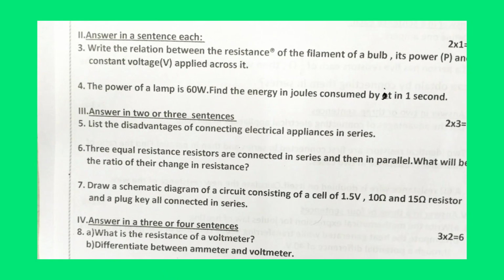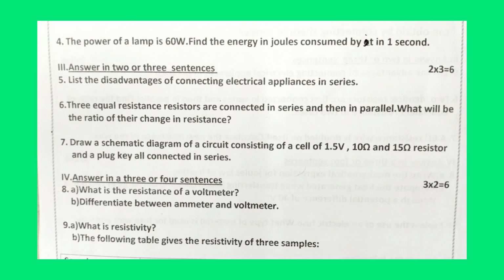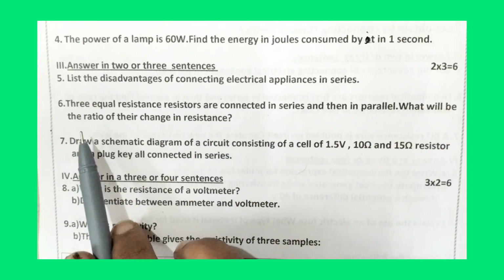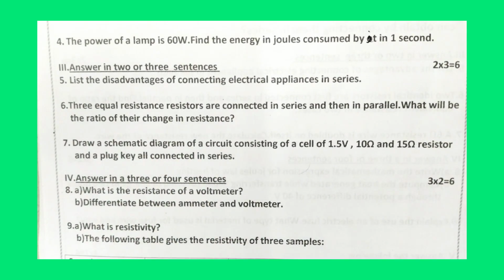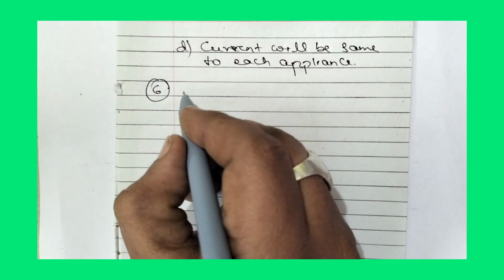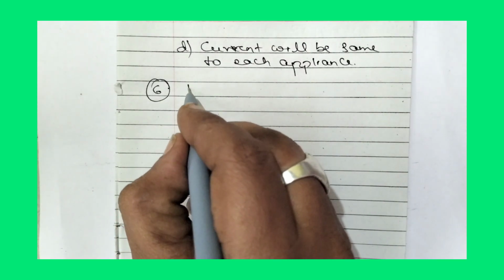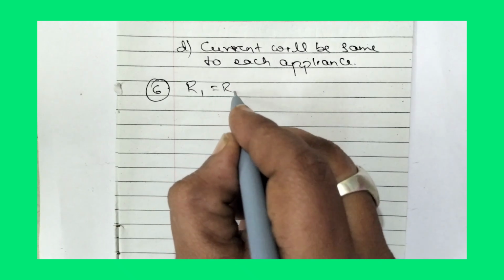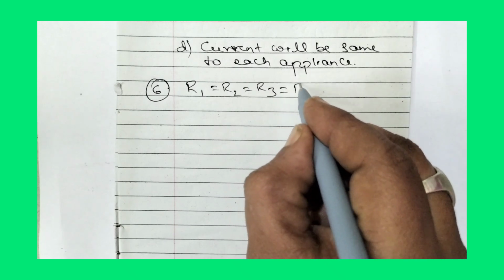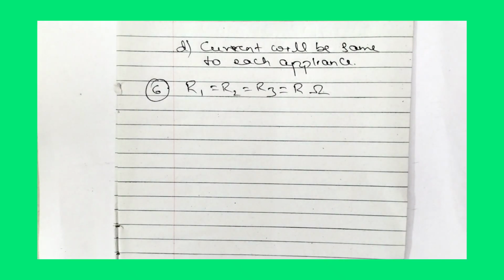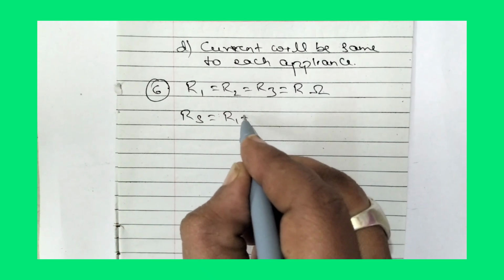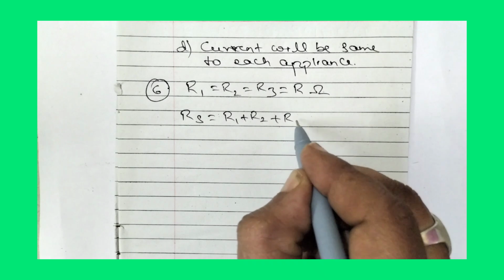In question number 6 they have given: 3 equal resistors are connected in series and then in parallel. What will be the ratio of their change in resistance? So now let us calculate the change in their resistance, that is, we have to calculate the ratio. Three resistors are there, R1, R2 and R3, all three equal to R ohm. First they are connected in series. Rs is equal to R1 plus R2 plus R3.